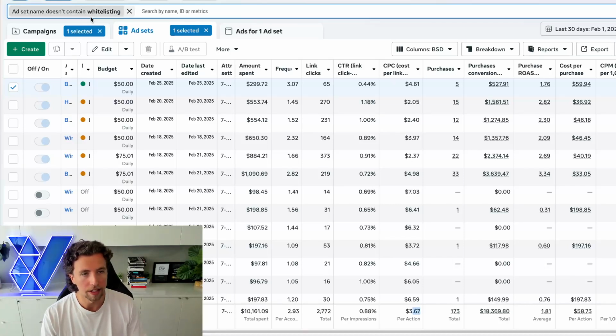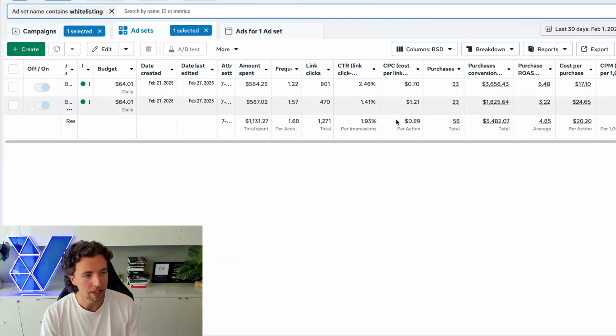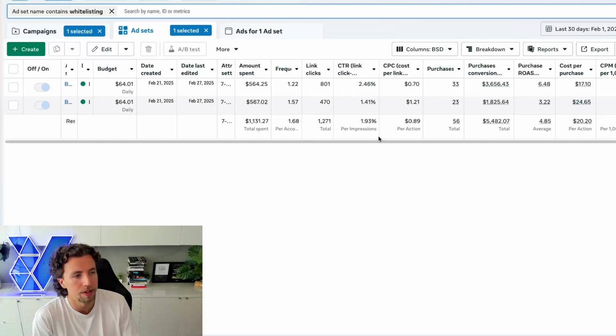Now, if we switch over to our whitelisting ads that we launched recently, you can see that CPCs have now dropped to 89 cents. And that's not a small data set. We have $1,000 of spend here to prove that this holds. CTRs have gone up by a factor of about 2x. And in conjunction with that, CPMs have come down by about 20 to 30%.